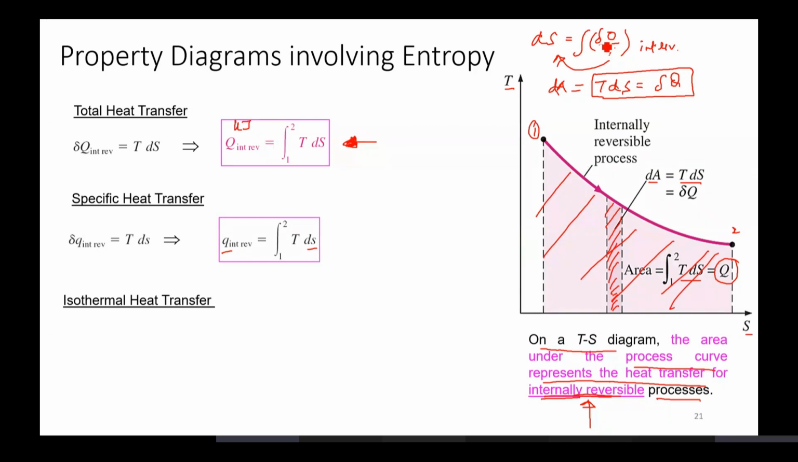When you're talking about isothermal heat transfer, the temperature would essentially come out as a constant, and this would be T0 times delta S, which is Q for the internally reversible process. Since you have constant temperature, you just need the change in entropy value to find the heat. For the specific case, you'll have T0 multiplied by delta s. This would give you the per unit mass heat transfer that is taking place.